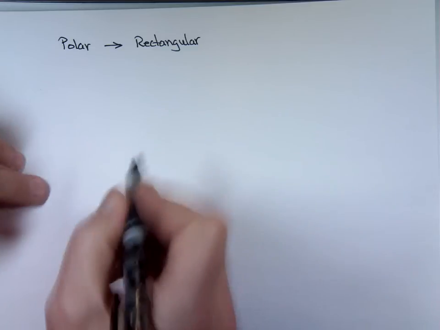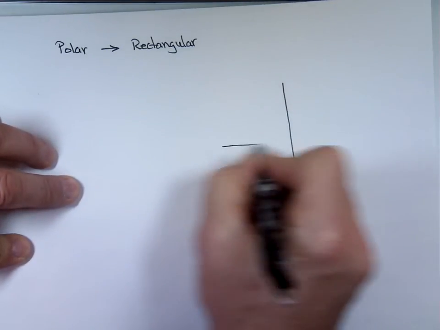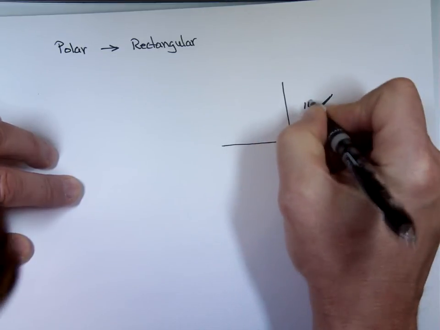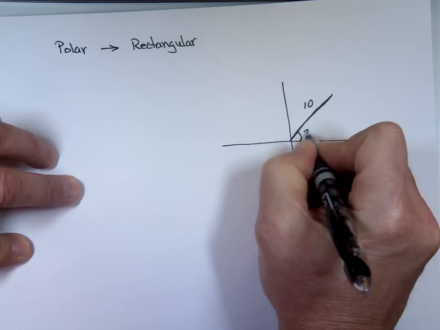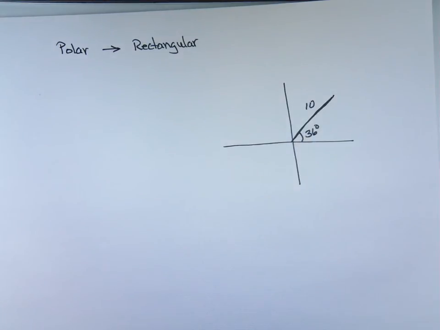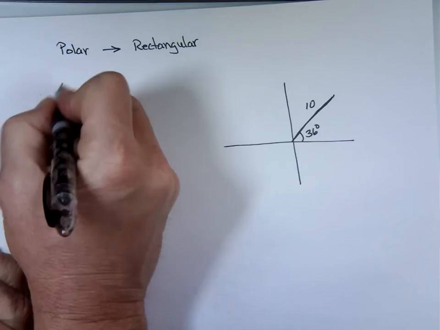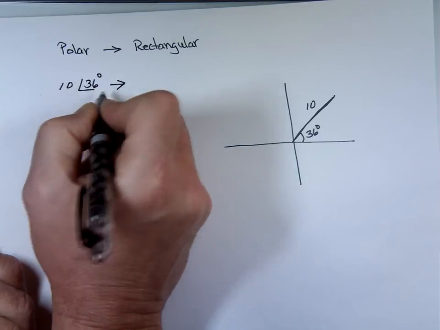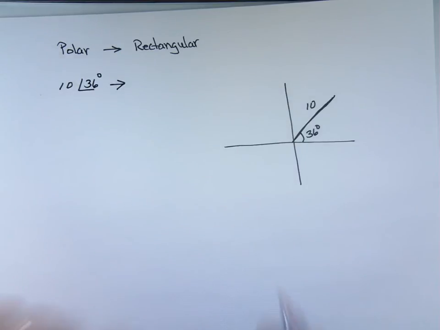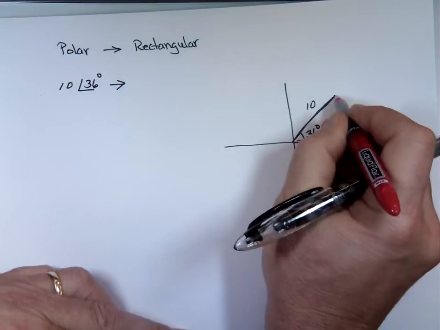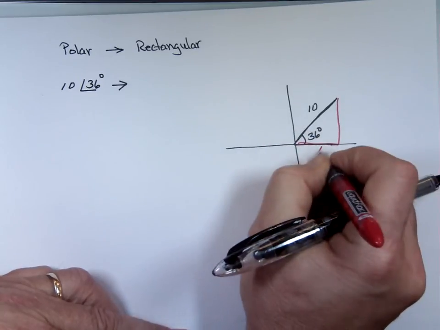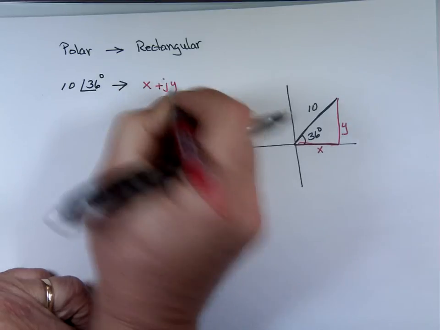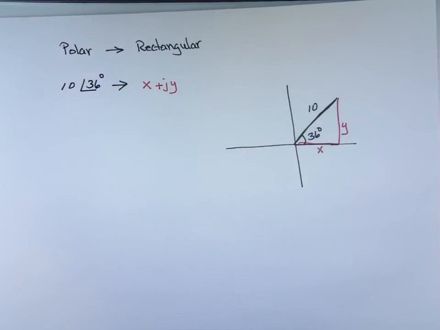In polar form, you normally have the angle given like this. We have a vector that's 10 units long with angle 36 degrees. So I have 10 angle 36 degrees, and I want to change that to rectangular. I want to find what the real portion is, what this side is, and what this side is. I call this x and y. So I want to change it to x plus jy. I want to know what the real portion is, what the imaginary portion is.